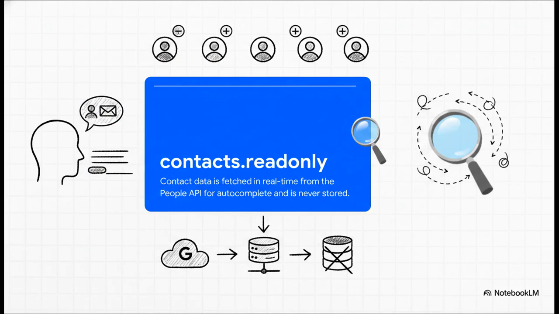Next up, let's demonstrate the contacts.readonly scope. I'm going to add a signer to the document. As I begin to type a name, you'll see suggestions pop up. These are being pulled in real time from the Google People API to create this autocomplete list. This contact data is only used for this feature, and we never store it in our application's database.